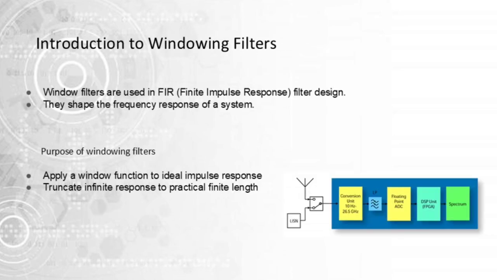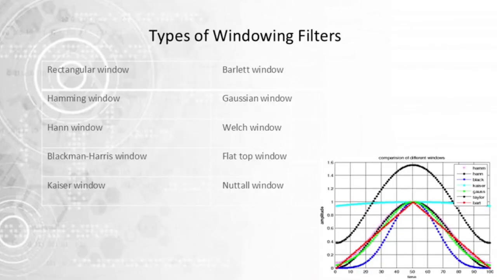Next, let's start with the basics. Introduction to window filter. Windowing filters are vital in filter design because they help shape the frequency response. Their purpose is to apply a window function to the ideal impulse response and truncate the infinite impulse response to a particular finite length.